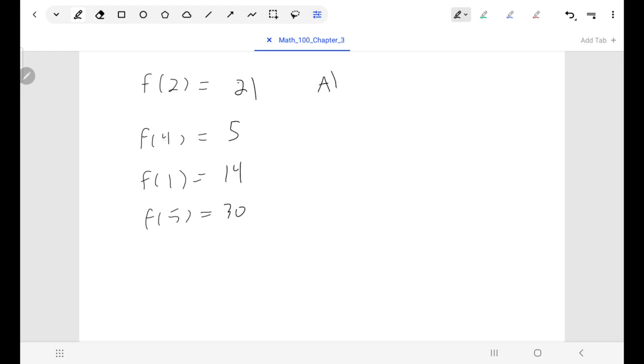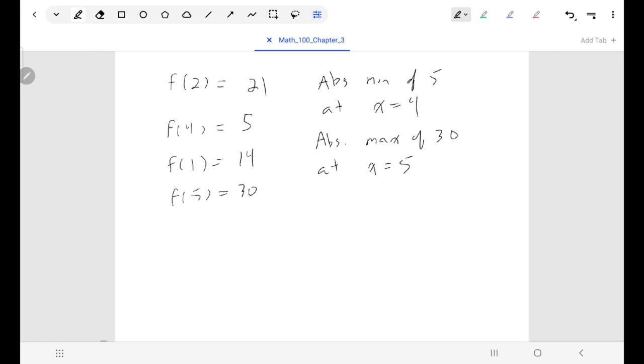So we can say that we have an absolute minimum of 5, and that happens at x equals 4. For the largest y value, I'm looking at this and it seems like 30 is the largest one, and that happens to be at an endpoint. So we can say that our absolute maximum happens at x is equal to 5.